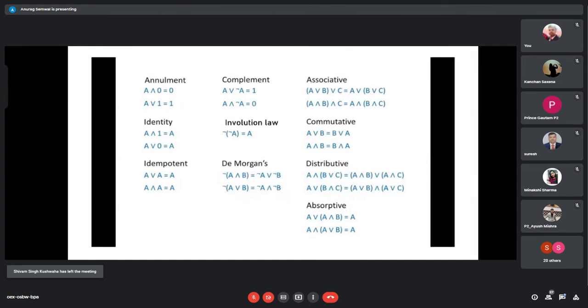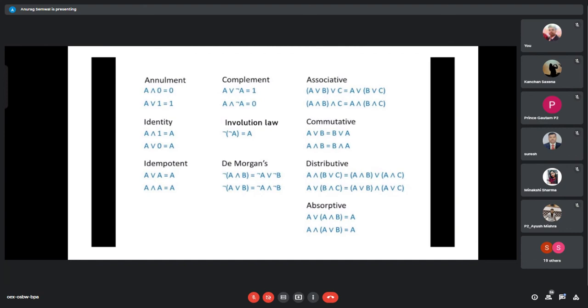These are the most widely used Boolean laws, namely the associative law, the identity law, which states that a and 1. When I say and, it is the Boolean operator which I am talking about. A and 1 equals a, and a or 0 equals a. Involution law, which states that double negation equals the variable itself. That is, dash dash a equals a.